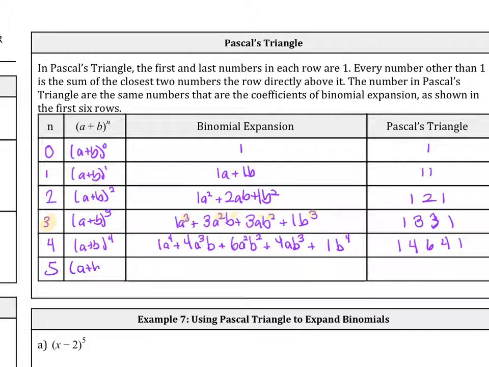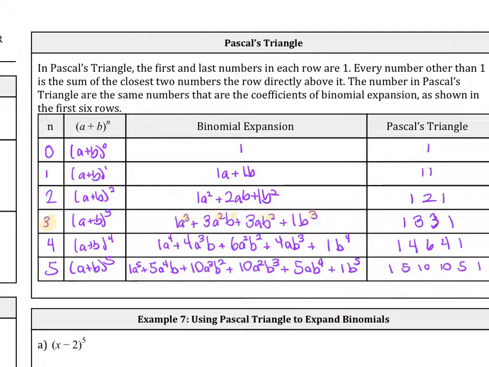This is a, b to the fifth. So our numbers are 1, 5, 10, 10, 5, 1. So this is 1a to the fifth plus 5a to the fourth b plus 10a cubed b squared plus 10a squared b cubed plus 5ab to the fourth plus 1b to the fifth power.